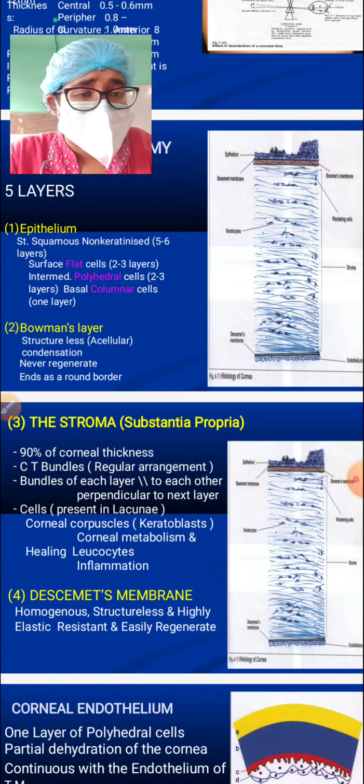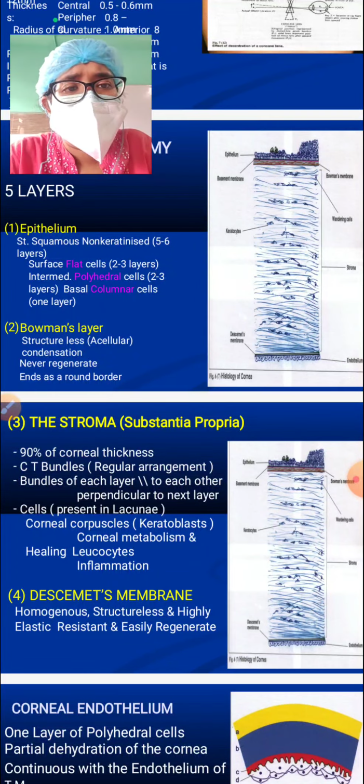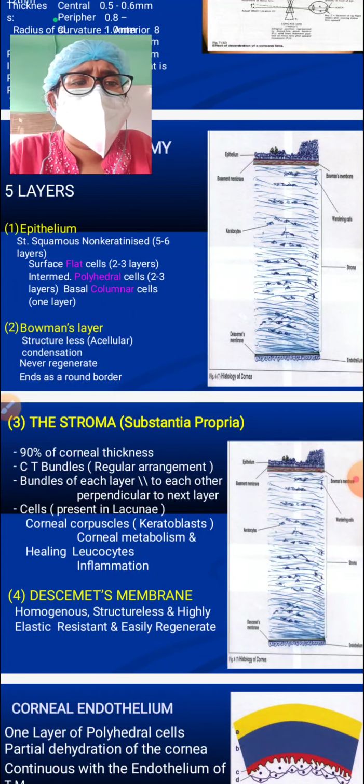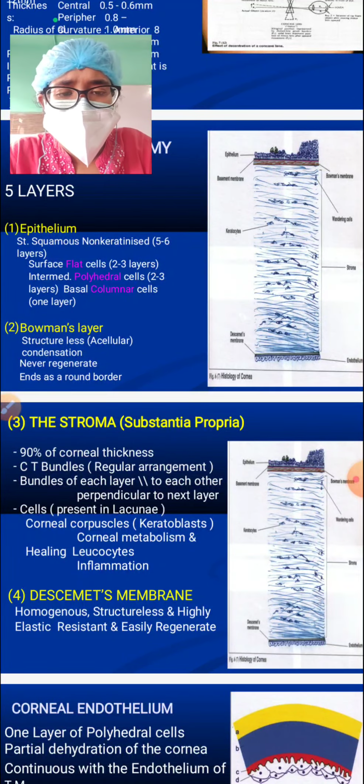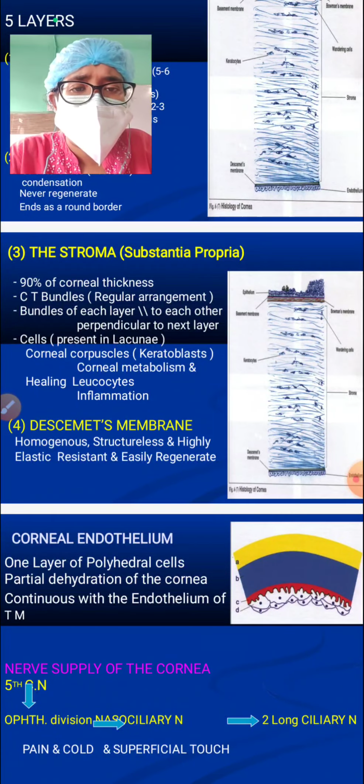Another thing is the Bowman's layer. Always remember that B in Bowman's is for bad layer. Why bad layer? Because if this layer is damaged, it never heals. So the Bowman's layer, which is between the epithelium and the stroma, is regarded as bad because damage causes corneal scarring, and it never heals. Now, the other layers you find are Descemet's membrane and the corneal endothelium.